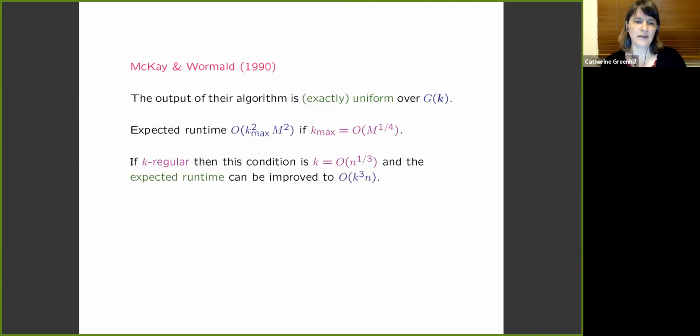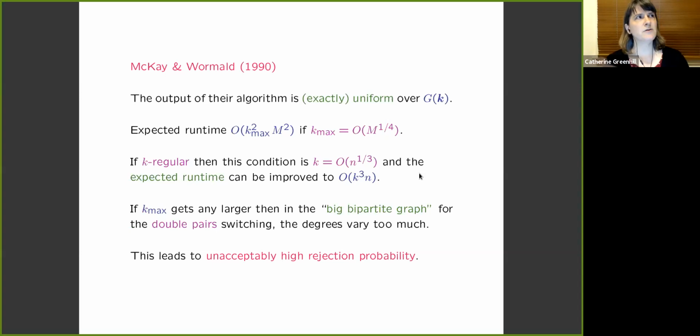Now, McKay and Wormald proved that the expected runtime of their algorithm is k max squared m squared under this condition that the maximum degree is order m to the 1 quarter. So m is the sum of the degrees, or if you prefer, you can just think of the number of edges here because it's inside a big O. In the regular case, the condition becomes the degree is order n to the 1/3, and the expected runtime can be improved to k cubed n. But if the maximum degree gets any larger, you get too much variation in the degrees in the big bipartite graph, and that leads to the rejection probability becoming too high. So it is a barrier to improving this any further. Okay.